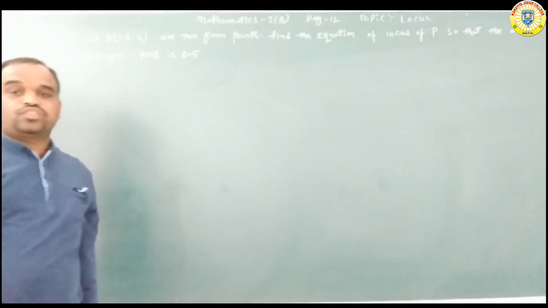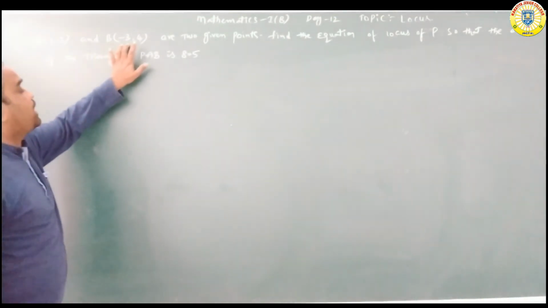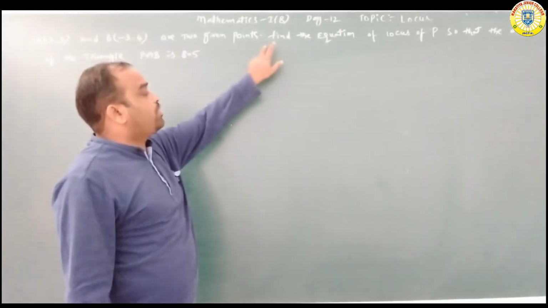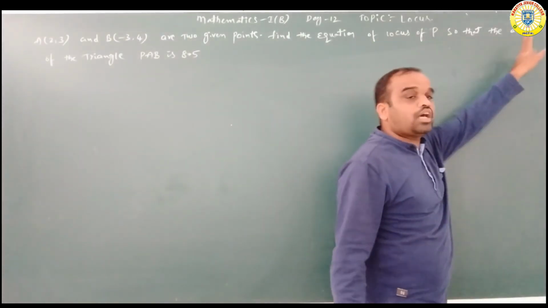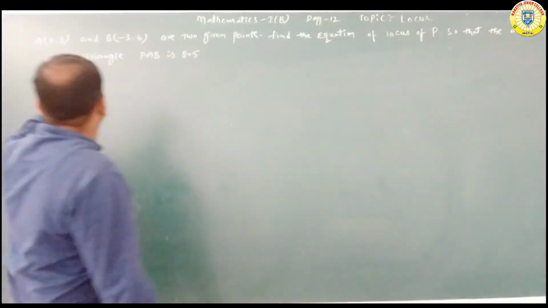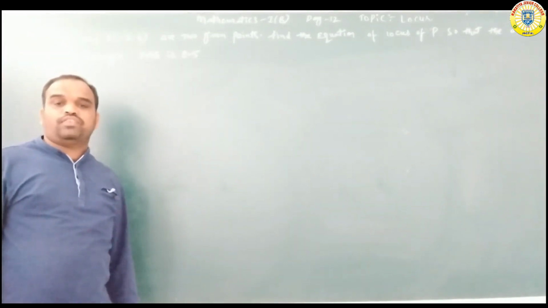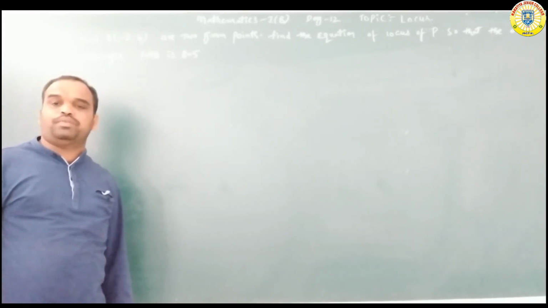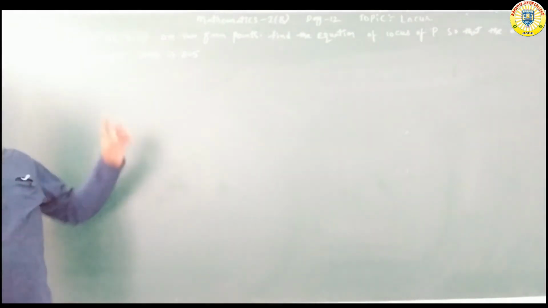So see the next problem. A of (2, 3), B of (minus 3, 4) are two given points. Find the equation of locus of P so that the area of the triangle PAB is 8.5. Then what is the given condition? Area of triangle PAB is 8.5. So dear students, do this problem as homework.